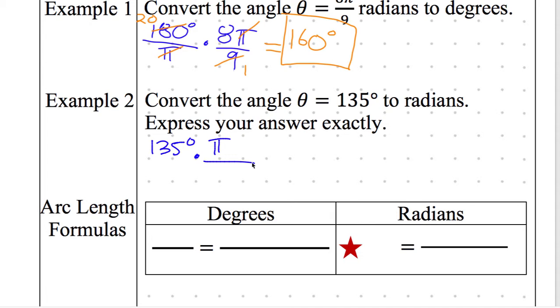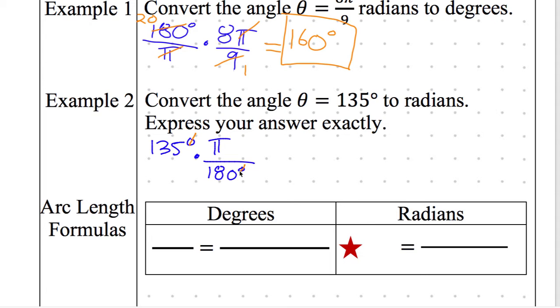Pi is the same thing as 180 degrees. What I'm really doing here is multiplying by 1. This pi over 180 degrees is 1, so I'm really multiplying by 1. I'm not changing the angle at all. Notice that I have degrees on the top and degrees on the bottom. I literally cross off just the unit. Cross off the degrees, cross off the degrees. I'm left with no degree unit, just radians. Now I have to simplify 135 over 180, and I still have pi in the numerator.